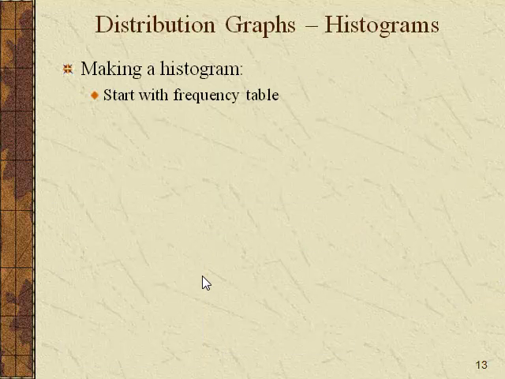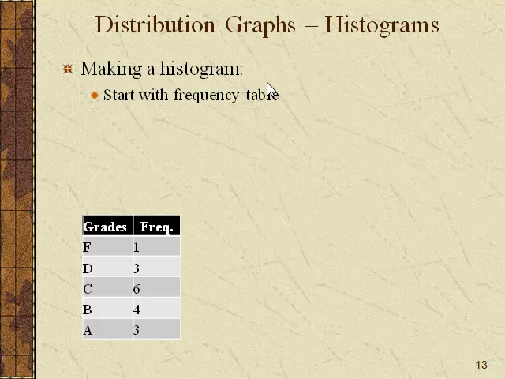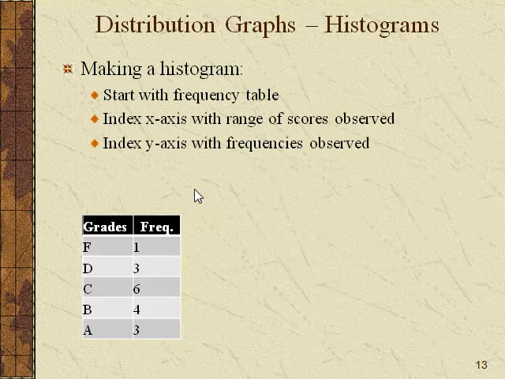Okay, so to give you a little practice here on a histogram, how you would construct it by hand, which would be good to know. You start with the frequency table, and we have here the range of scores running from an A down to an F, and how many times each of those scores occurred. So how would you put that into a histogram? Well, you would start off on the x-axis with the range of scores that you observed, and then on the y-axis you would have the number of times those scores were observed.